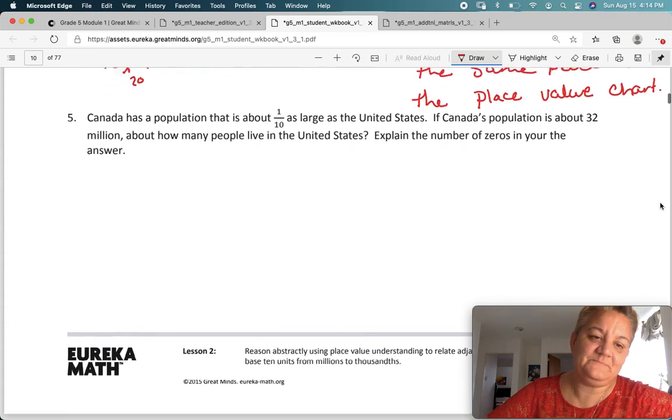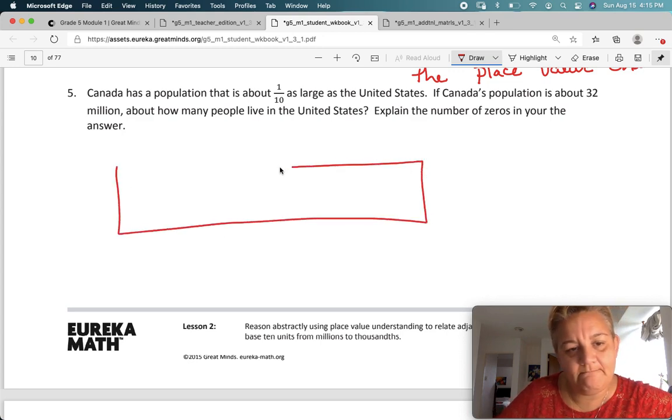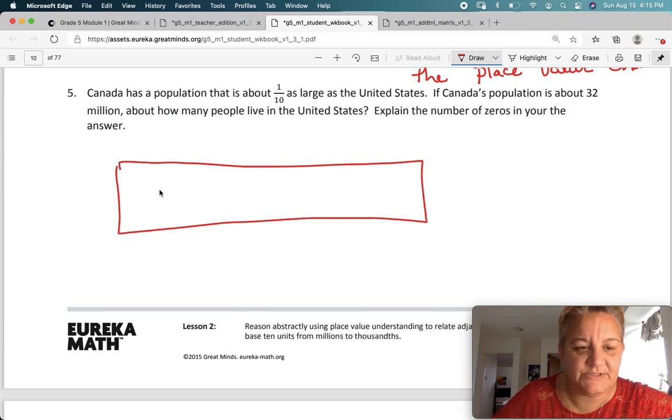Number 5, Canada has a population that is about 1/10 as large as the United States. If Canada's population is about 32 million, how many more people live in the United States? Okay, so let's go ahead and use a number chart. And they said 32 million, so 32 million would be here.